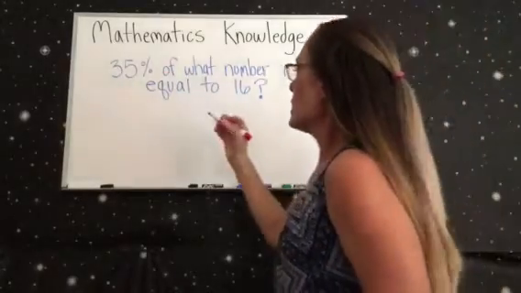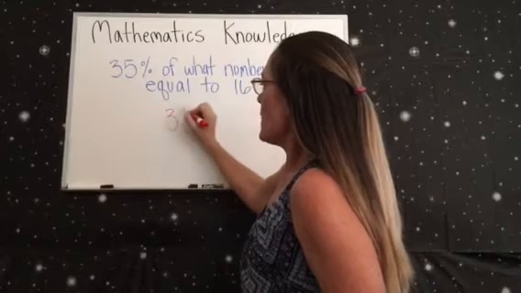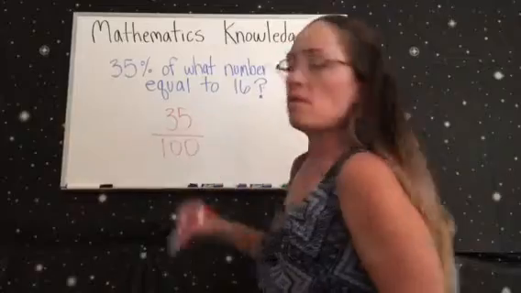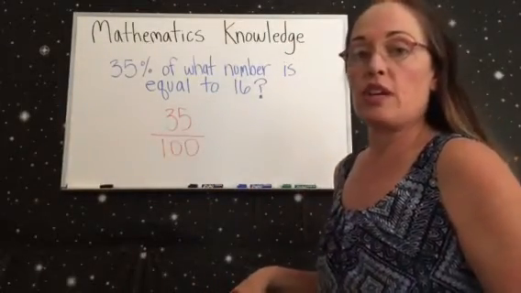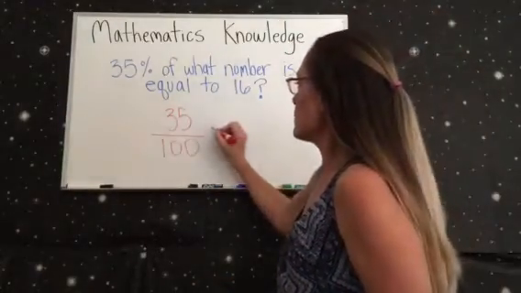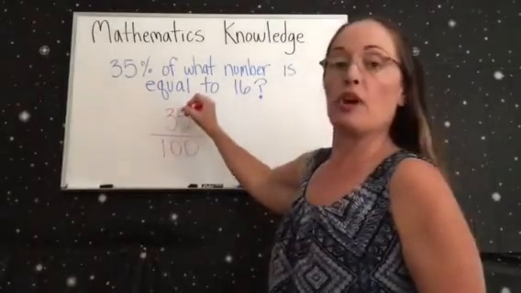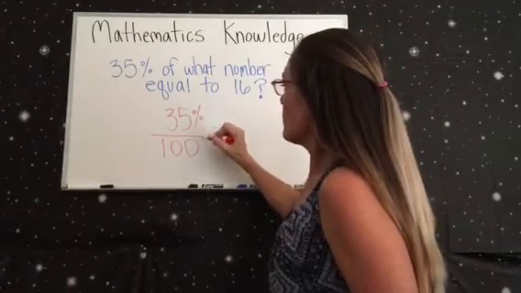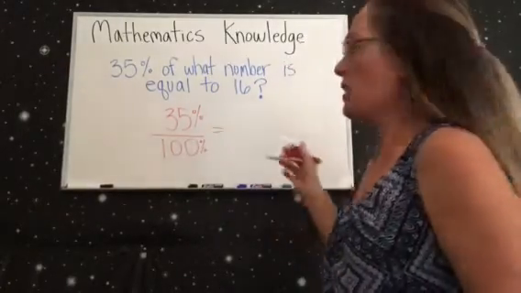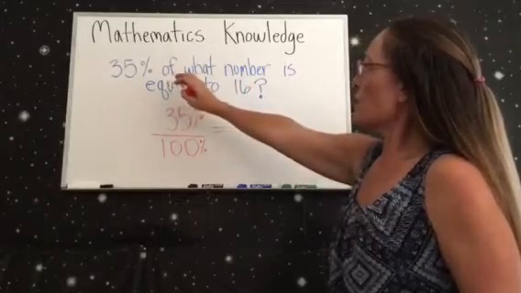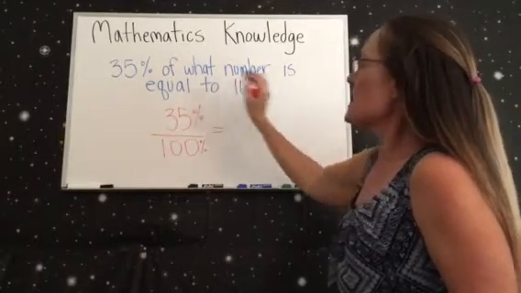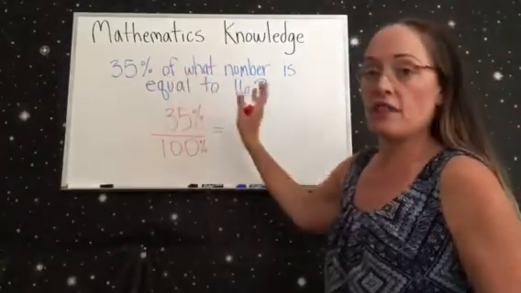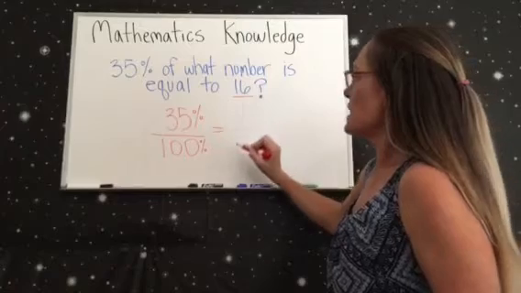So what do we know? We know that 35 is going to be over 100. So in cross multiplying you have two fractions. This is the first one, and that's the part of the whole, and the whole is always 100%. So I can put that there if it helps you. And then it says 35% of what number is equal to 16. So we know that 35% of some number is 16.